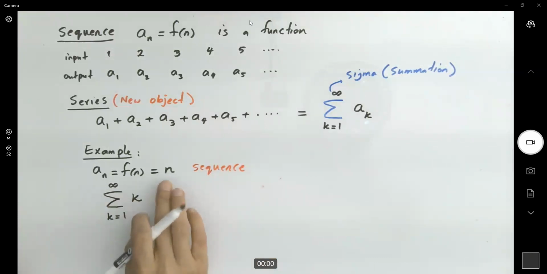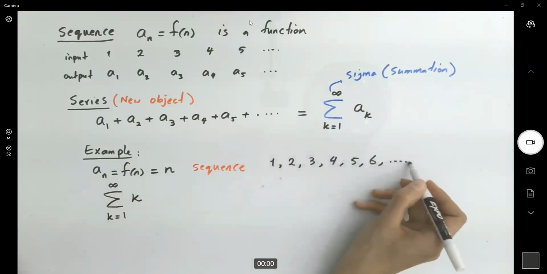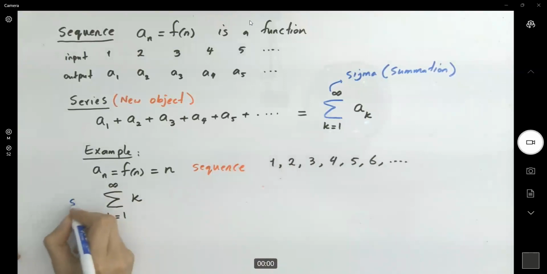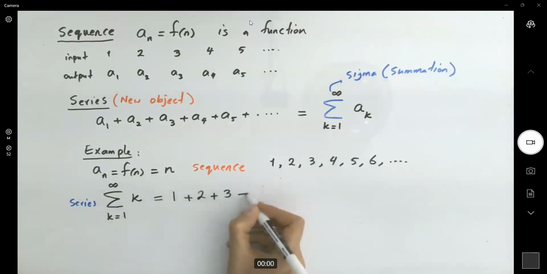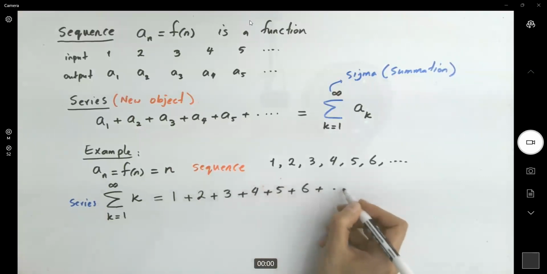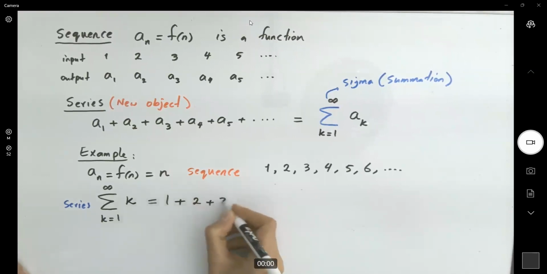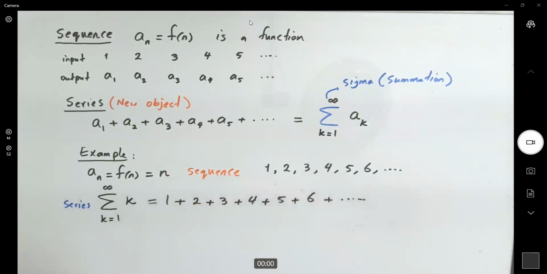So what are the terms of this sequence? The terms of this sequence are 1, 2, 3, 4, 5, 6, 7. These are the output values. So what does the series look like? This is a series. I'm taking the terms of my sequence and adding them together. K is 1, 1. This summation represents plus. K is 2, 2. Plus 3, 4, 5, 6, and it keeps going. I have a series: 1 plus 2 plus 3 plus 4 plus 5 plus 6 plus 7, and it keeps going.